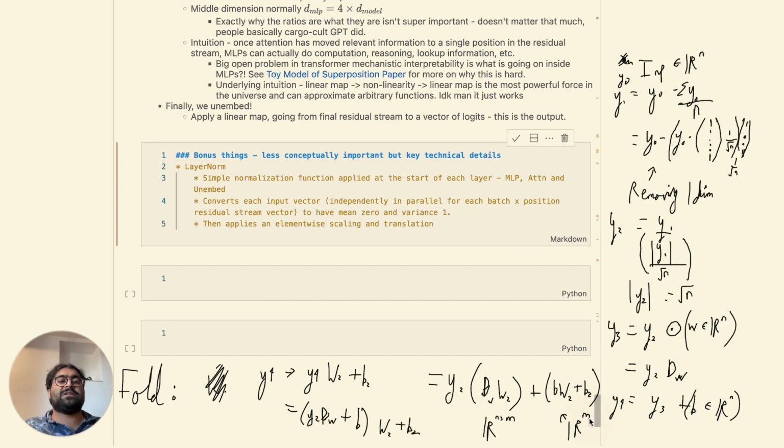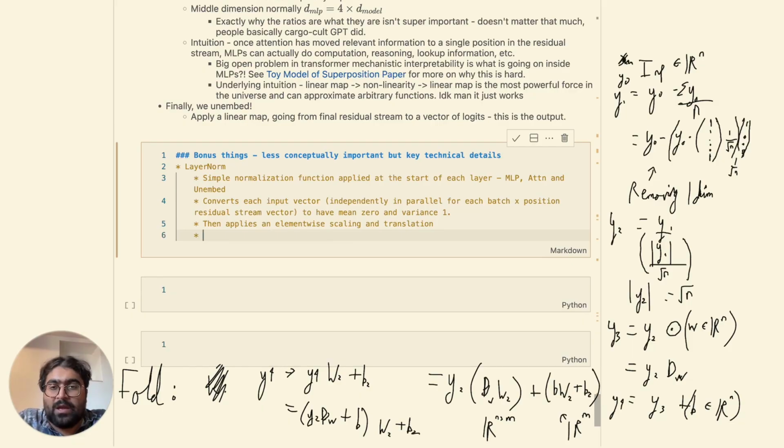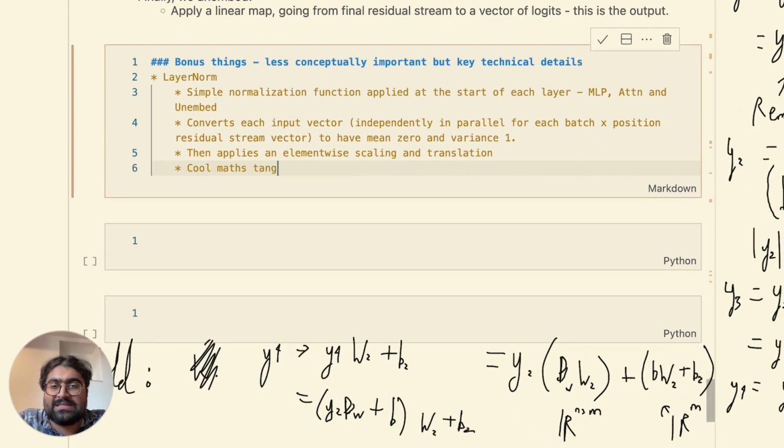And this means you can basically think of LayerNorm as kill one dimension, scale. Because LayerNorm is only ever followed by a linear layer in GPT-2, you can conceptually think of LayerNorm as literally just being what I'm talking about here. Cool maths tangent.